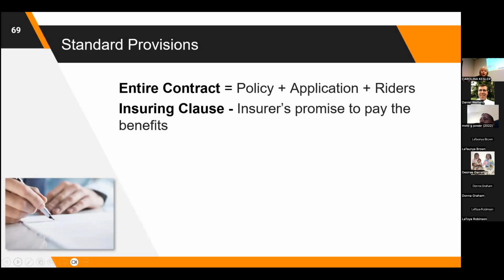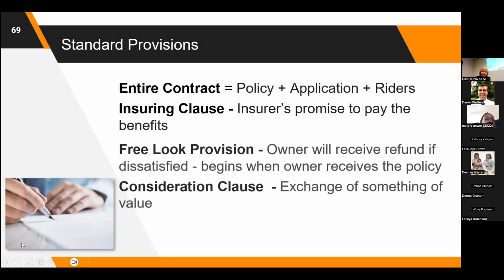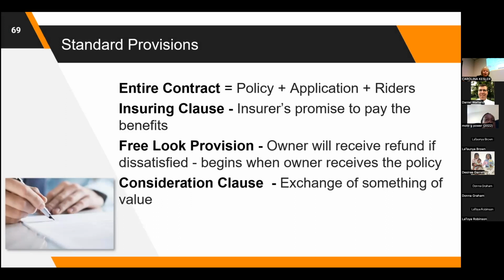The insuring clause is the insurer's promise to pay the benefits. The free look provision: the owner will receive a refund if dissatisfied for any reason in the first 10 days. It begins when the owner receives the policy, right? So don't sit on those policies. The consideration clause is the exchange of something of value, premium for a promise, right?